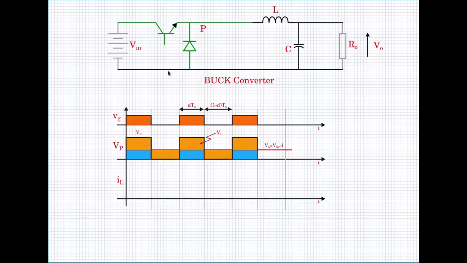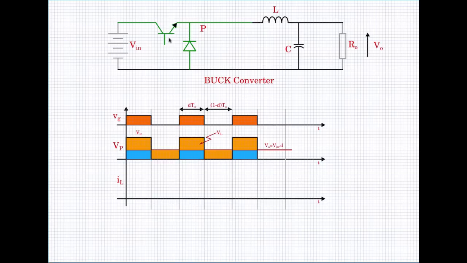Now let us see. During this period, that is during the DTS period, the transistor is on. When the transistor is on, the pole voltage here is V in. Then what should be the peak inverse voltage of the diode? The peak inverse voltage of the diode should be V in, or at least greater than V in, because this diode has to withstand a potential equivalent to V in.